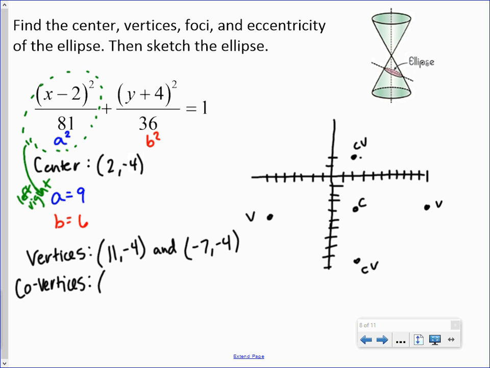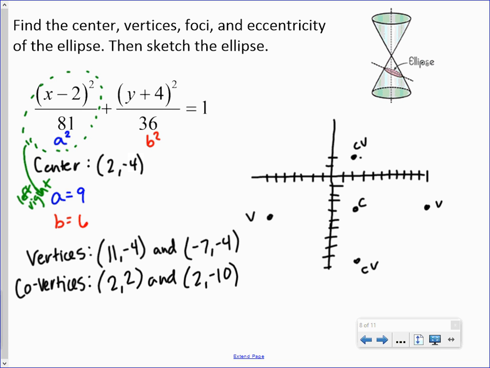On these, because I'm counting up and down, my Y value is going to change, but my X is always going to be 2. So I'm going to be at (2, 2) and (2, -10), because I'm adding 6 to my Y value, -4, and I'm subtracting 6 from my Y value, -4.